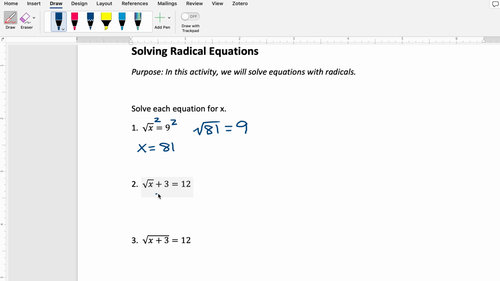So as we think through that process, first we're subtracting the 3 from both sides. That gives us the square root of x equals 9. Then, just like with number 1, we're squaring both sides to get x equals 81.